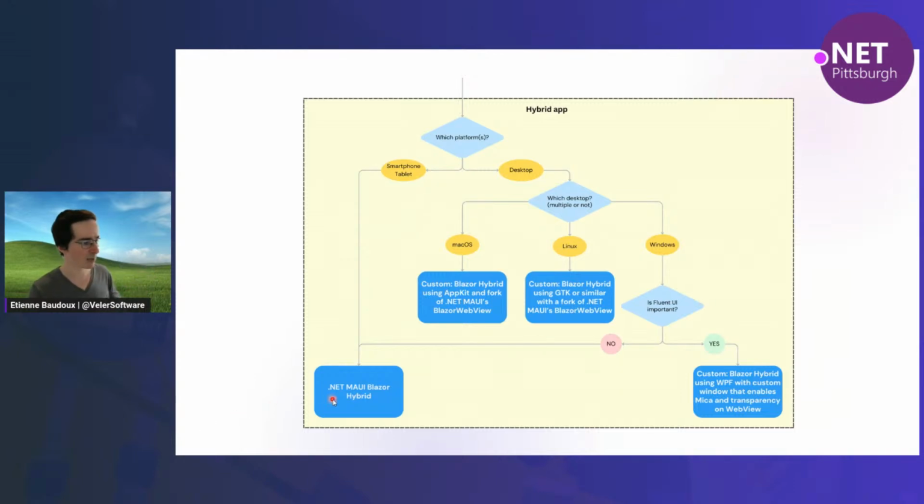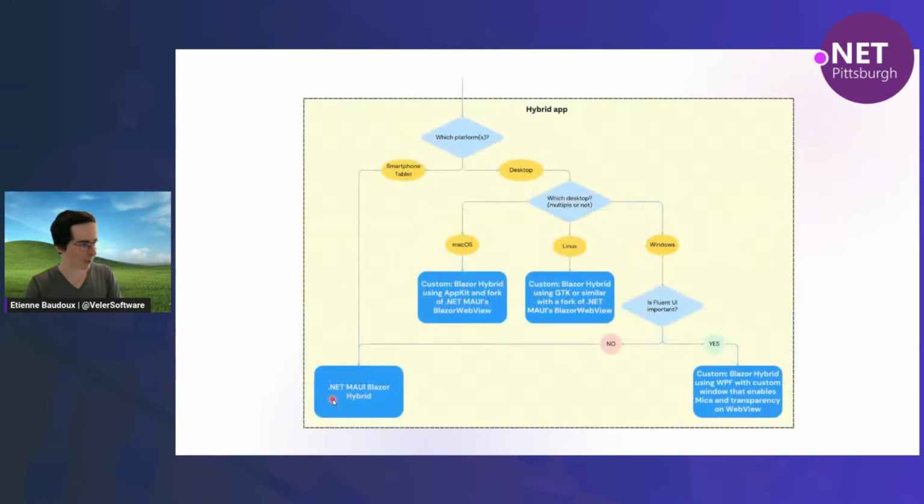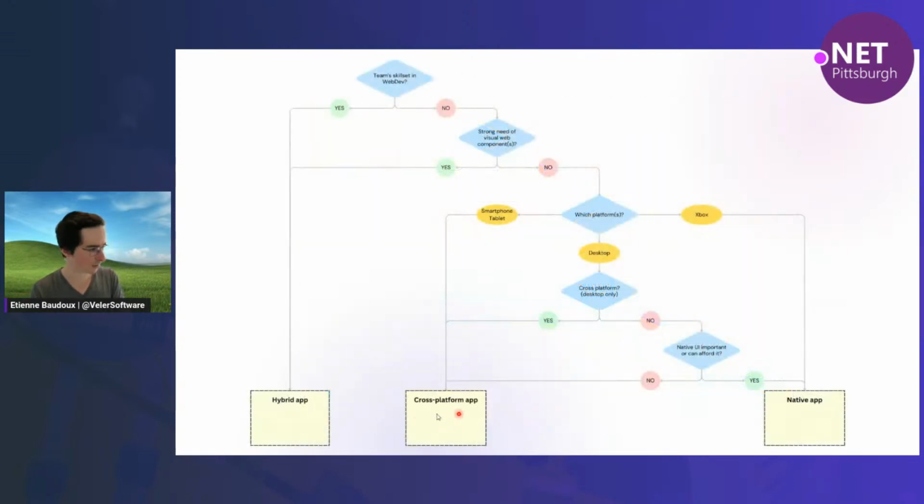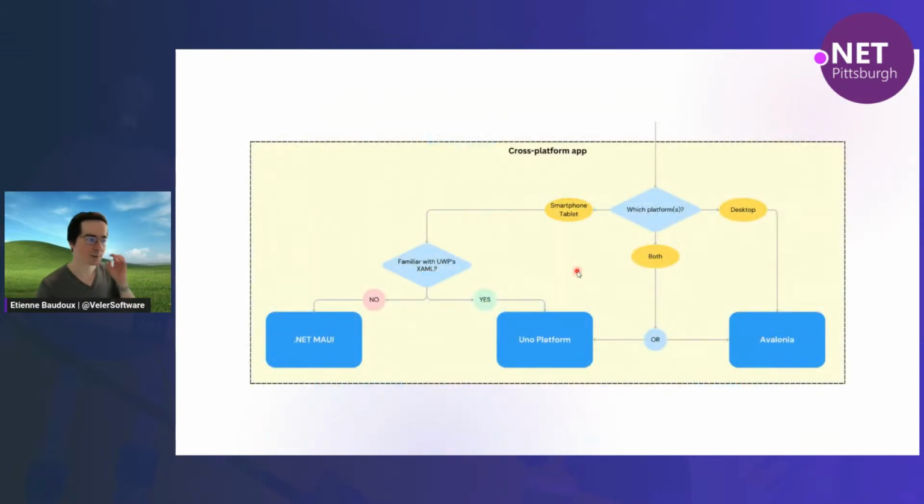Otherwise, .NET MAUI Blazor Hybrid is fine. Now let's jump into this box, the cross-platform app. And for this, again, what platform do you target? If it's smartphone and tablets, it kind of depends whether you are already familiar with UWP XAML or not. If yes, then go ahead and try Uno platform. If not, try .NET MAUI. That's also a great option.